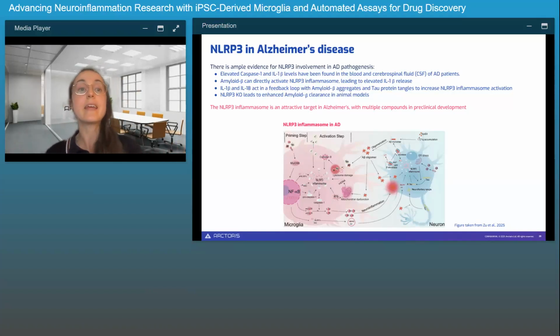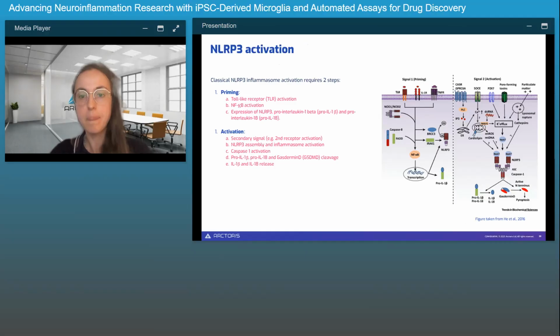And very importantly, it's been found that knocking out this NLRP3 protein can improve the clearance of amyloid beta in animal models. That's why this NLRP3 inflammasome has been determined as a therapeutic target to treat Alzheimer's disease.